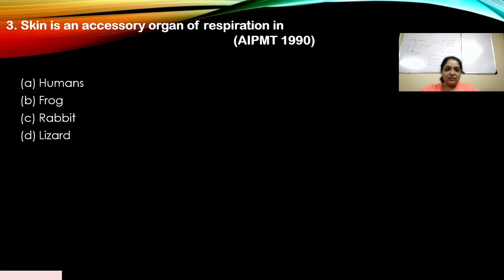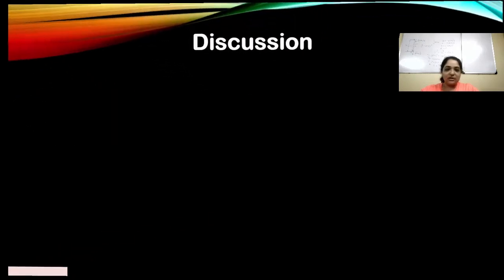So skin is an organ of respiration in frog. This is a fact. The skin is an accessory organ of respiration in frog. This is in the animal kingdom. If you have studied, or when you study frog in detail, you will find this information there. Let's look at the discussion.